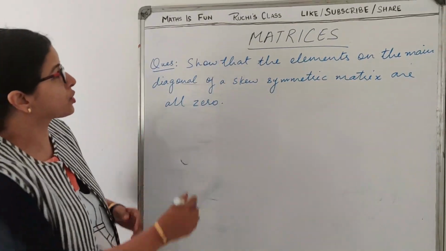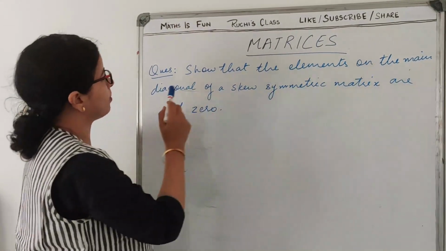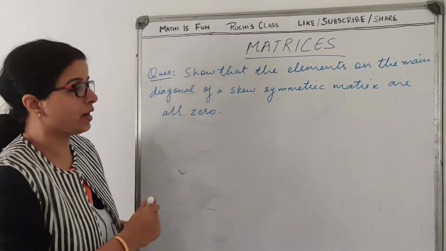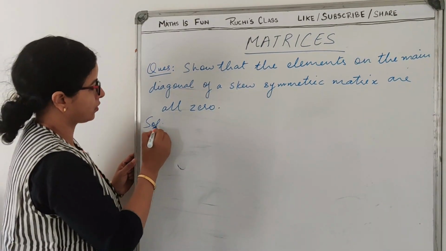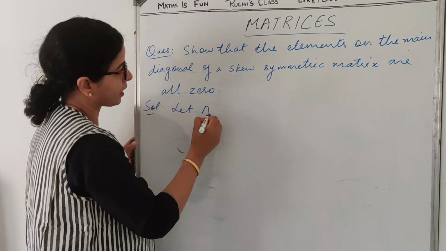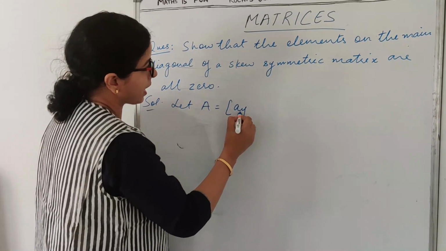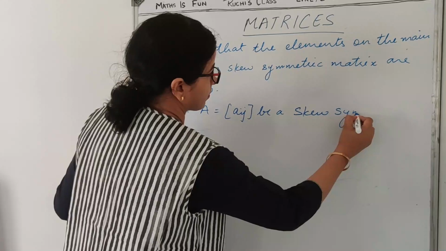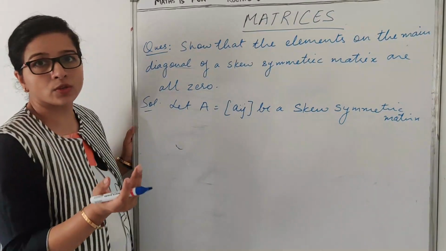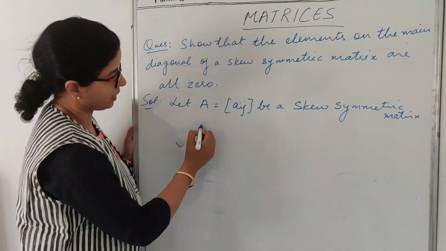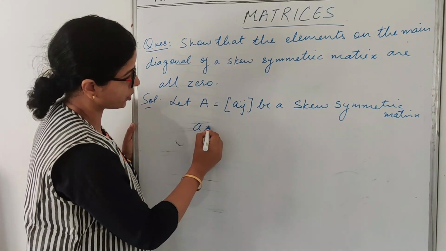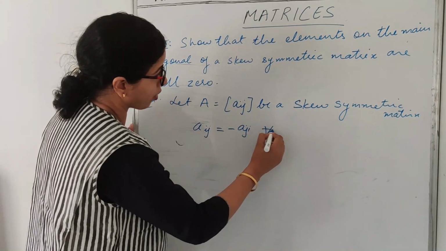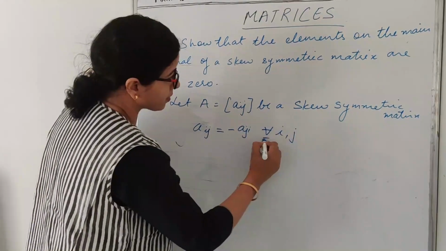So what is our question? Show that the elements on the main diagonal of a skew symmetric matrix are all 0. Check this. Let A equal Aij be a skew symmetric matrix. What is the definition of a skew symmetric matrix? It is Aij is equal to minus Aji for all i, j. This is the symbol for all.